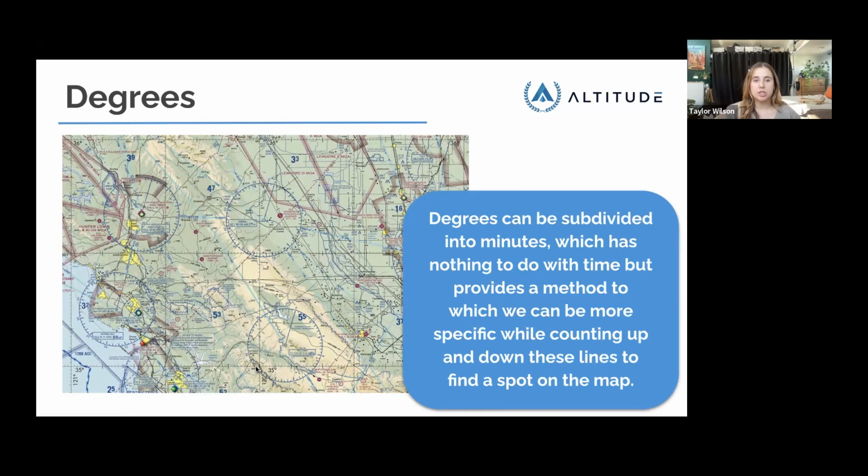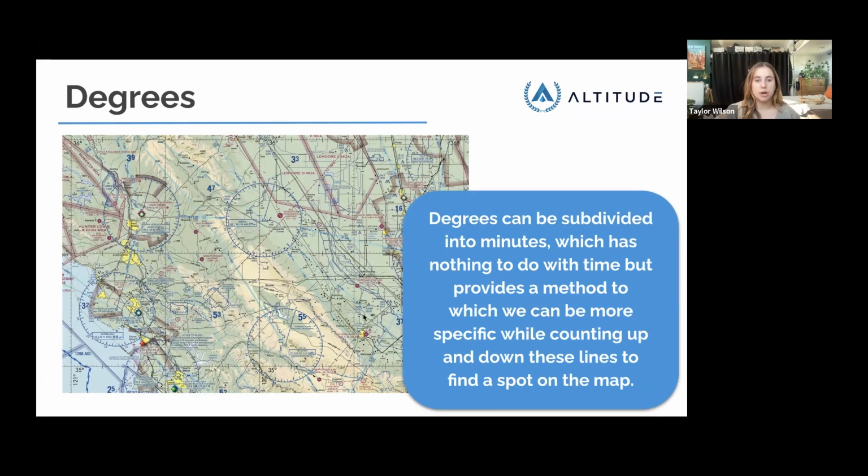Now, some things to identify on here is we see this 35 degrees. That's a line of latitude, so that's 35 degrees north. When we're looking at our sectional chart, it's always going to be north. So we have 35 degrees north here, and then up here, we have 36 degrees north.